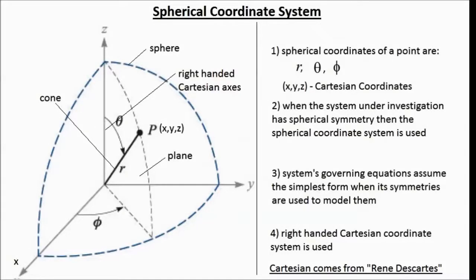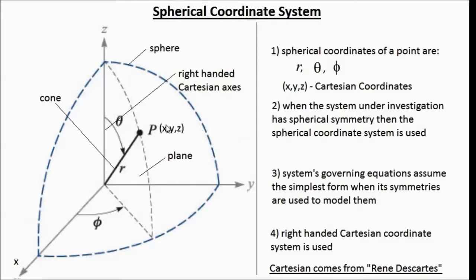We look at the spherical coordinate system. We consider a right-handed Cartesian axis to begin with. So the x, y, and z are the right-handed Cartesian axis on which we impose a sphere. The sphere is shown in dotted lines.